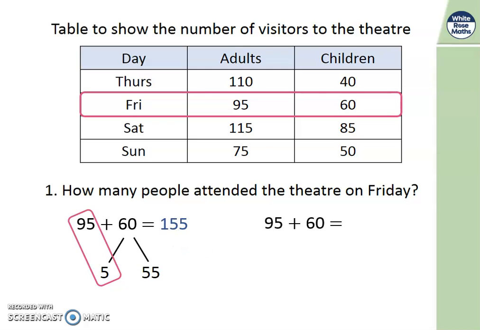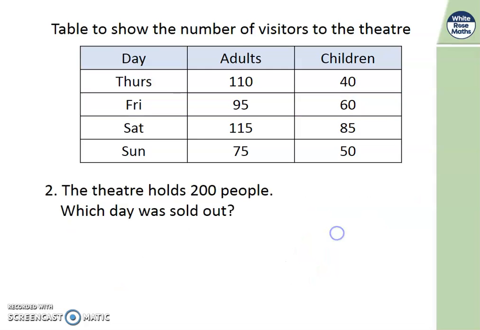Another way you could partition it is to partition down your 95 so that you get a number bond to your 60 on this side and the bit that's left. Let's partition it down then into a 55 and a 40. They make 95, but the 60 and the 40 make a 100, so it's still 155. Well done if you got that.